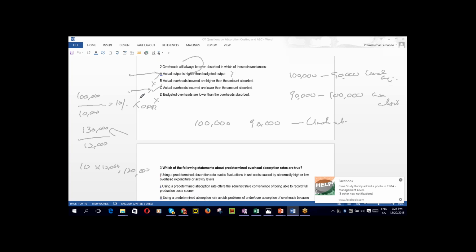Actual overhead incurred is 90,000, lower than the amount absorbed. So 90, amount absorbed is 100. This is surely over absorption. So the C is the right answer.